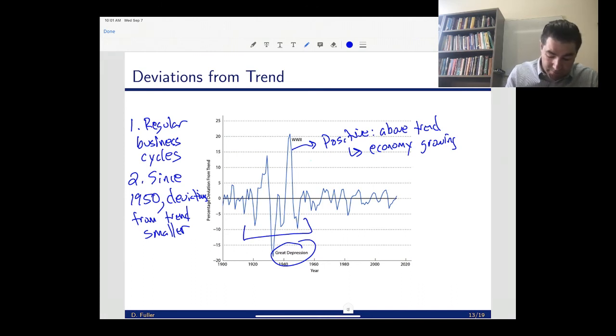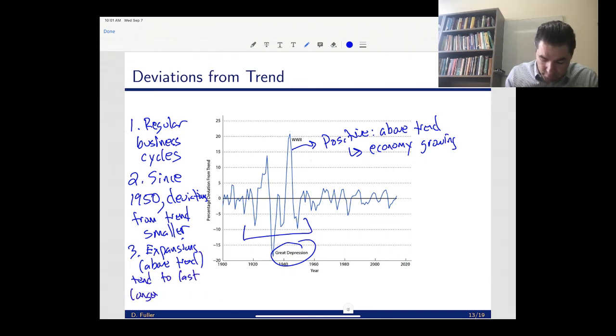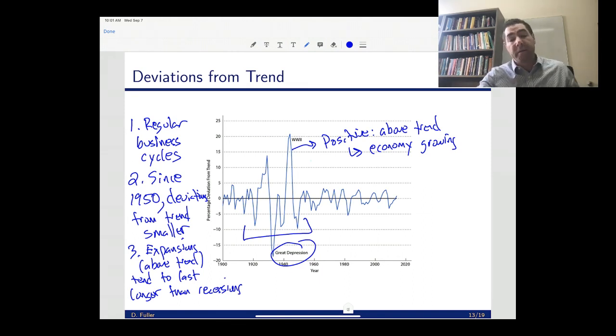I guess if I make a third fact, it's that expansions above trend tend to last longer than recessions, at least in the modern era since 1950. We have recessions, but at least up until 2008, they have tended to be relatively mild.